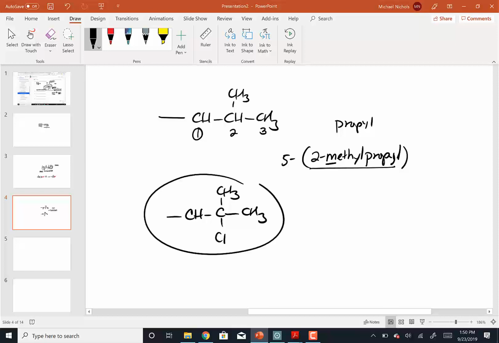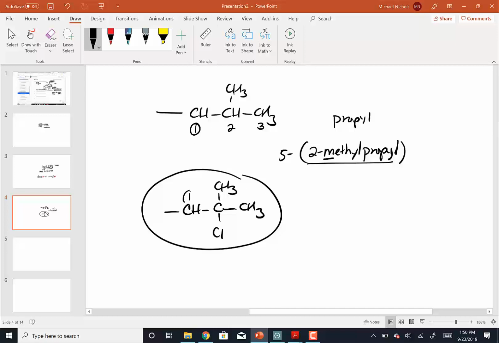If this group was a substituent, there is no common name for this group. There is no IUPAC accepted common name for this group. So this would be a complex substituent where you would have to automatically start numbering at 1, 2, and 3. And so this would actually be a 2-chloro-2-methyl-propyl group in parentheses. These are the kind of groups that go in parentheses, the ones that don't have a common name and are complex.